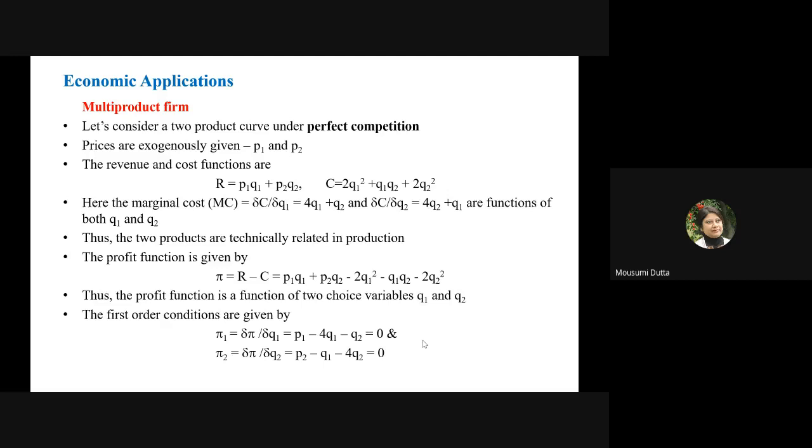Now we are using several economic applications, and we'll try to apply our knowledge to understand the matters in a better way. So first I'm starting with a multi-product firm. Multi-product firm means a particular firm is, suppose, producing soaps. It is also producing, say, garments. It is also producing some spices. So a particular firm is producing different types of products.